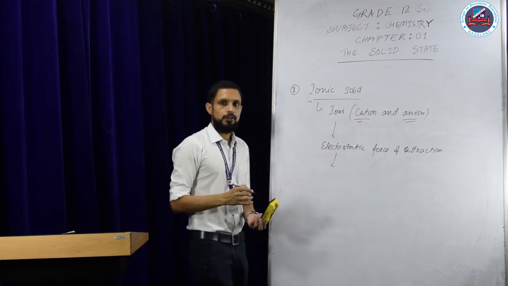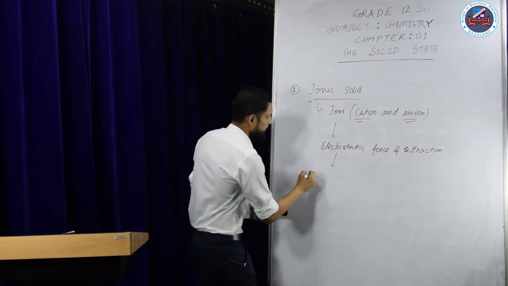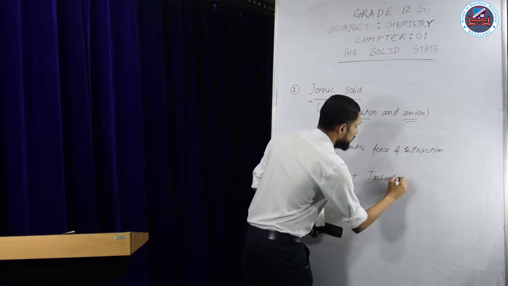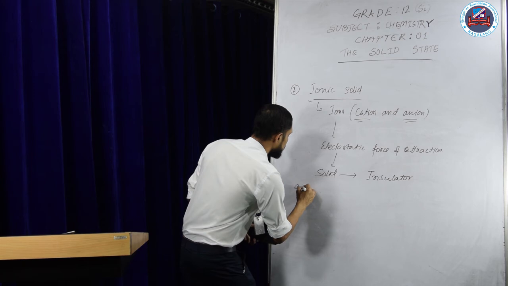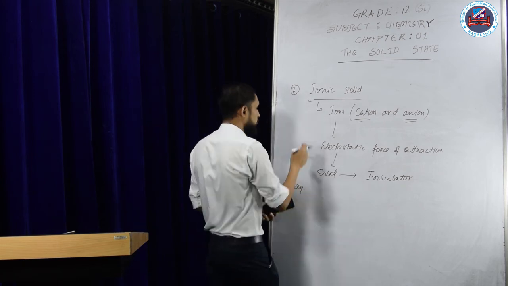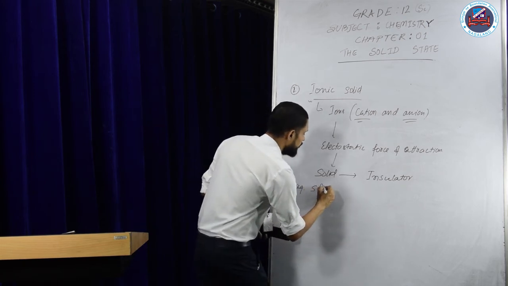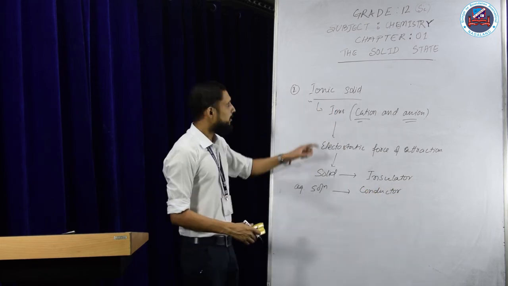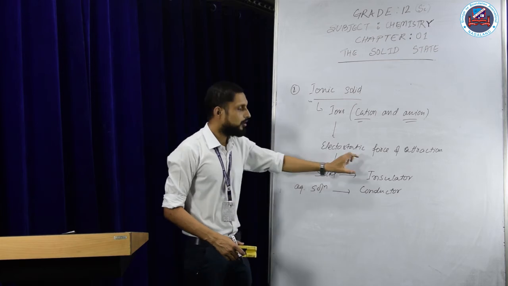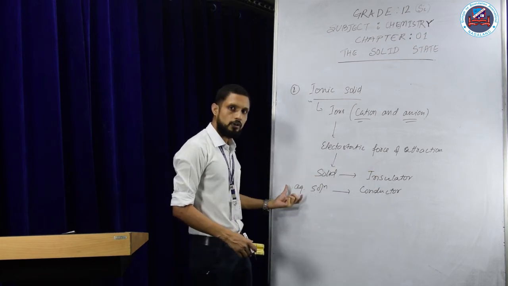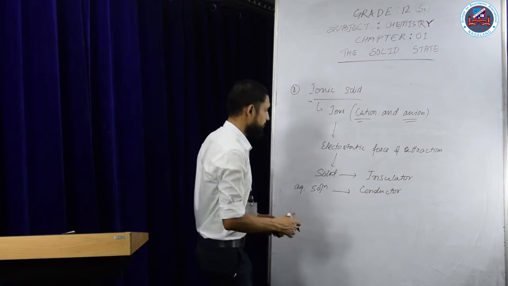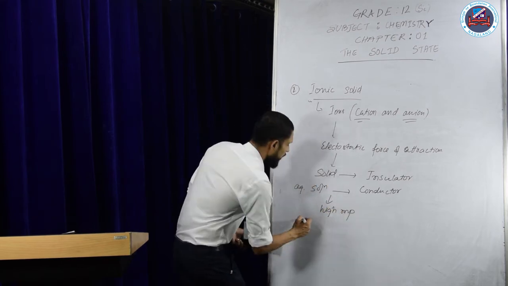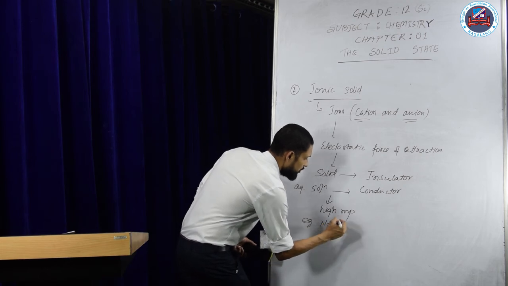Now, if ionic solids are in solid state, they act as insulator. But if it is in aqueous medium, like if you prepare a solution of ionic solid in water, that means aqueous solution, they act as conductor. So ionic solids in solid state act as insulator, but in aqueous solution, they act as conductor. They have high melting point. Example, sodium chloride.